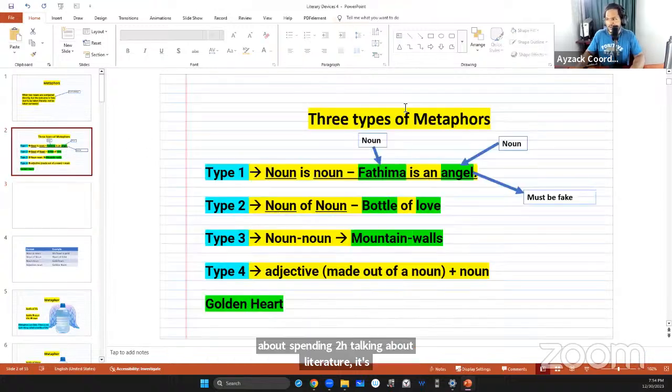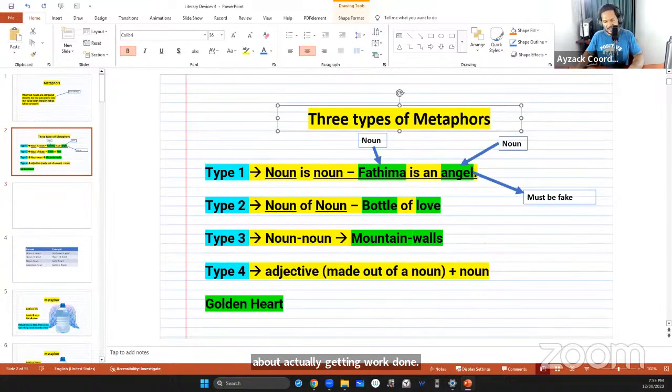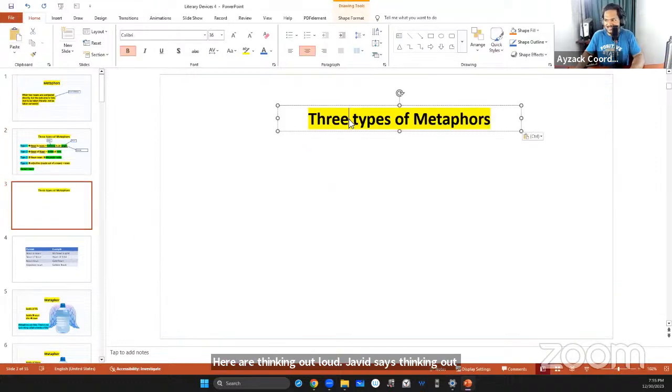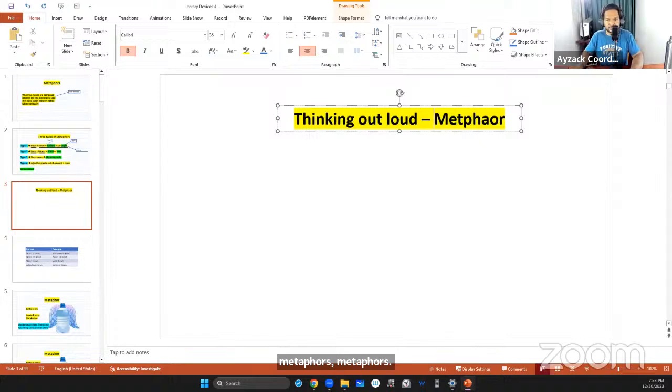Javed says thinking out loud metaphors. Here we go. Real quickly, tell me your examples also. I'll steal your examples and put them in my presentation. It's raining cats and dogs is an idiom, Amna. Heart hung humble as a button. That is a simile. Well done, Ilma. That is a simile.